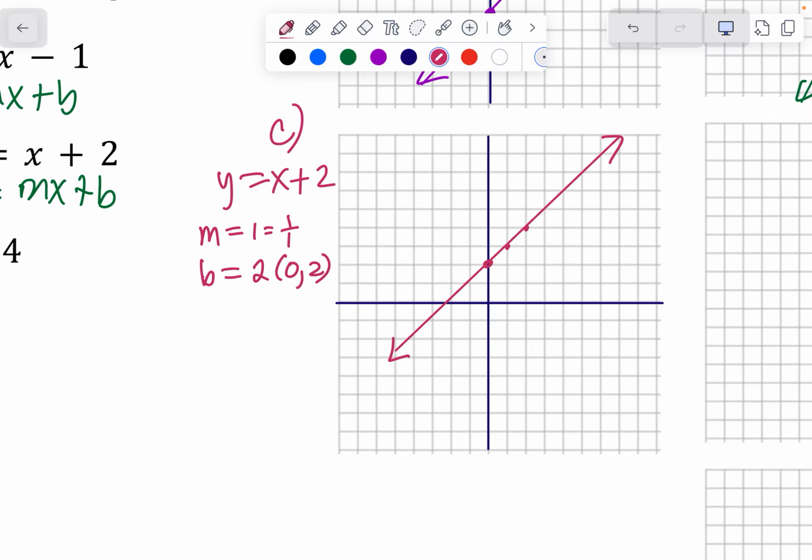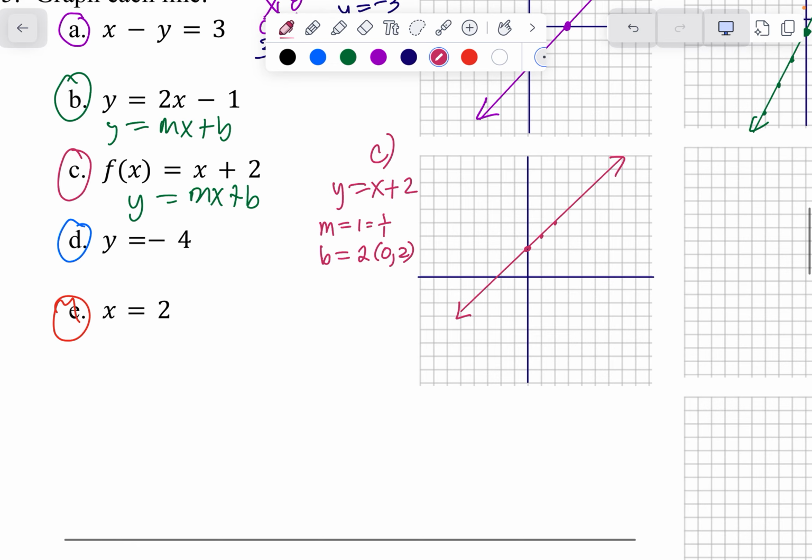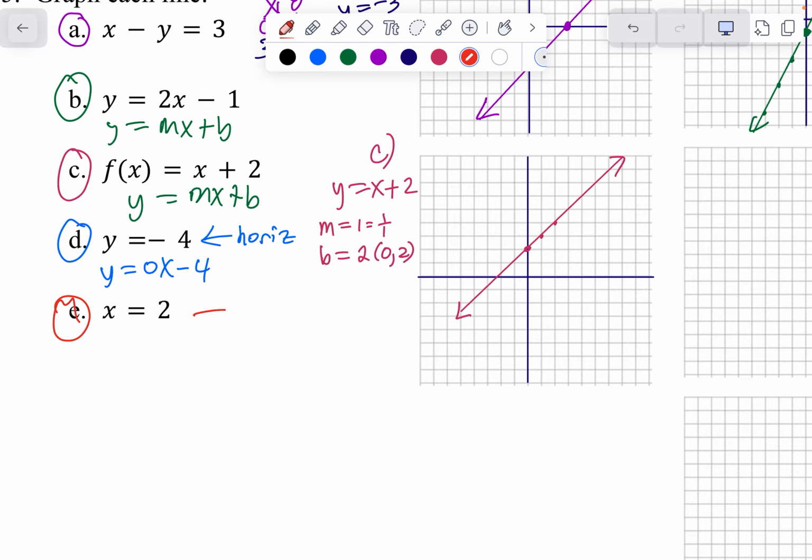Now, D and E, you have to know the rules, okay? Now, obviously, you can make a chart. There's some information you can still use y equals mx plus b kind of on D. If you think about it as y equals 0x minus 4, your slope is 0. That does work. So you're okay doing that. But all you really have to memorize is this is horizontal and this is vertical. Y equals a number is horizontal, x equals a number is vertical. You have to memorize that before tomorrow. Y equals a number is horizontal, x equals a number is vertical.